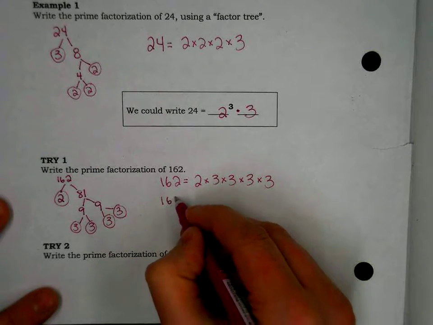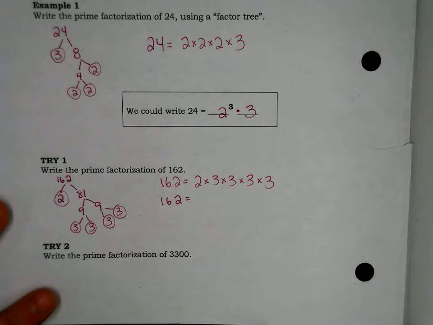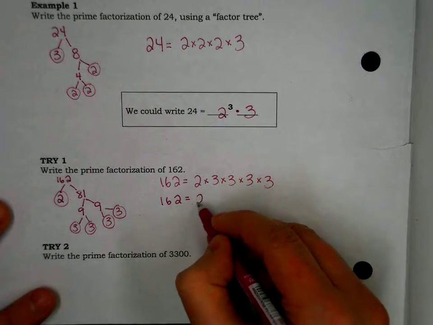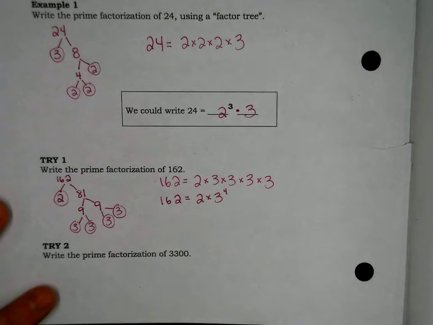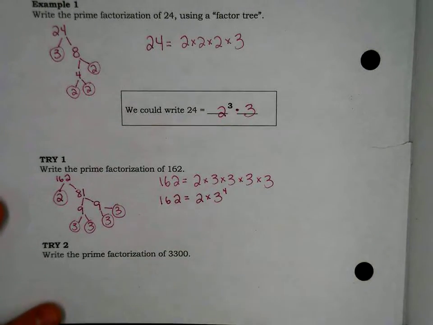To write it as a product of primes in power form, we could say it is a 2 times a 3 to the power of 4. And both of these are excellent ways of writing this.